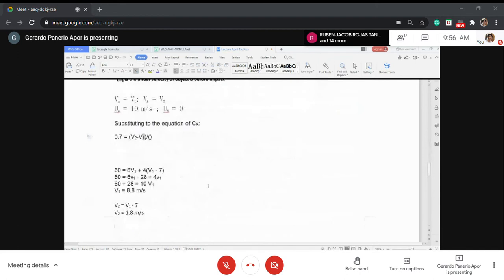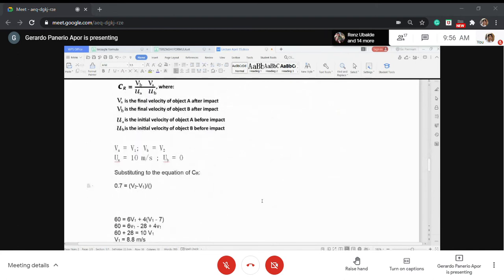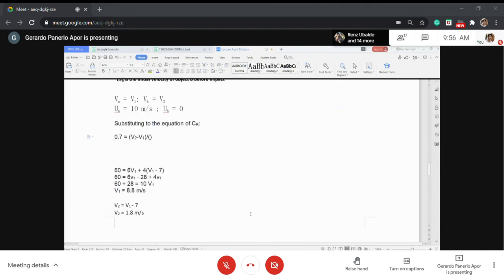So the denominator will become UA, the initial velocity of car A, so that will become 10 minus 0. This is just equal to V2 minus V1 divided by 10. Okay, so it becomes like that.